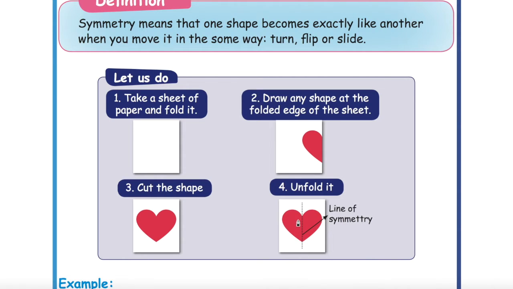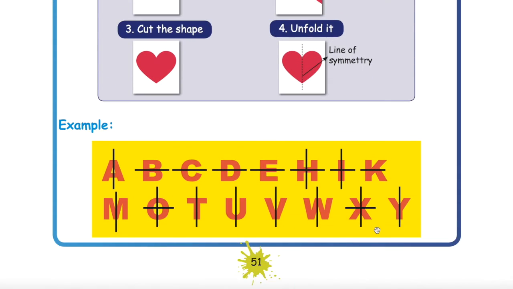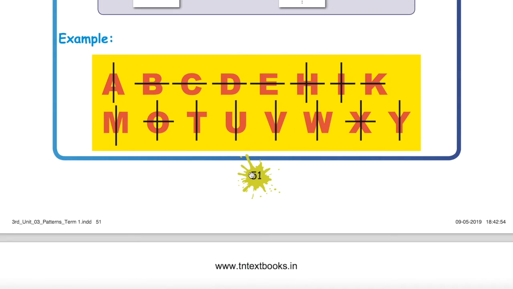The heart shape gap will come, right? So see the symmetry on the letters. This is vertical symmetry. This side portion is equal to the other. Here horizontal symmetry. This side of the portion is a mirror image of this side. Here also horizontal symmetry. It has both vertical symmetry and horizontal symmetry.